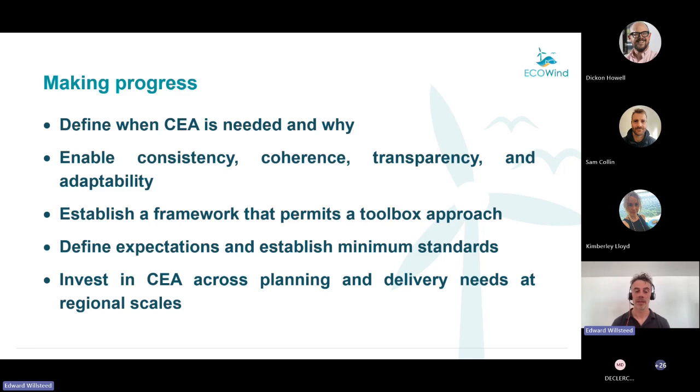What we do need to do, particularly relative to decision making, is to define the expectations and to establish some minimum standards. And the final point here to make progress is the investment. We need to invest in CEA across planning and delivery needs at regional scales, and that refers to both the science, but also the understanding of CEAs and the capacity of people within government to make best use of CEAs.